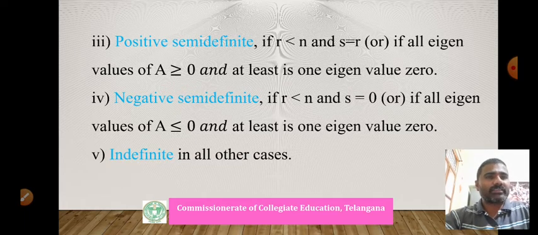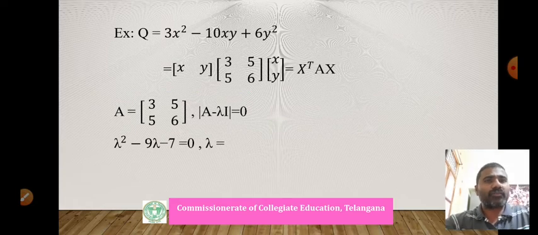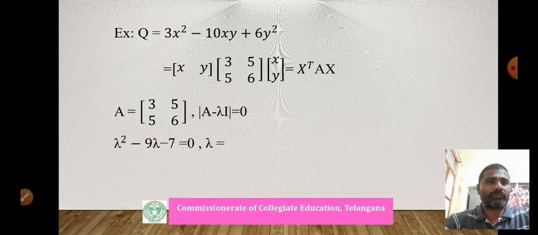Let us take one example. This is a quadratic form: 3x square minus 10xy plus 6y square, which can be put in the form x transpose Ax. Here A is the matrix with rows 3, -5 and -5, 6.